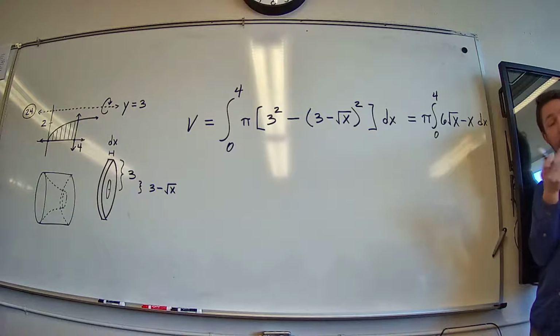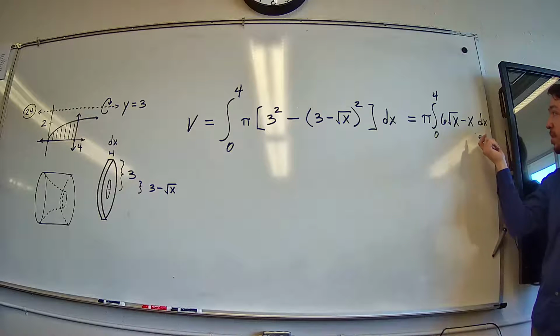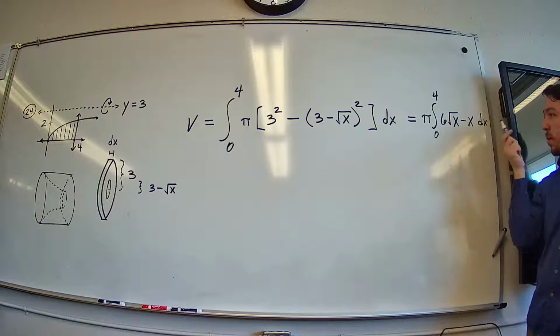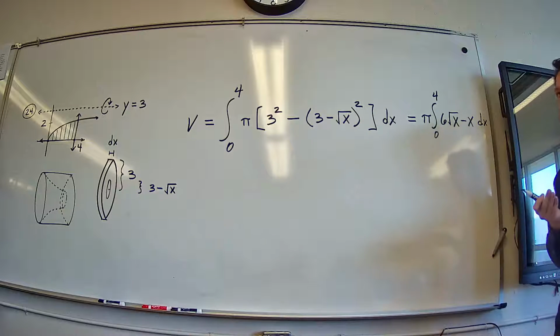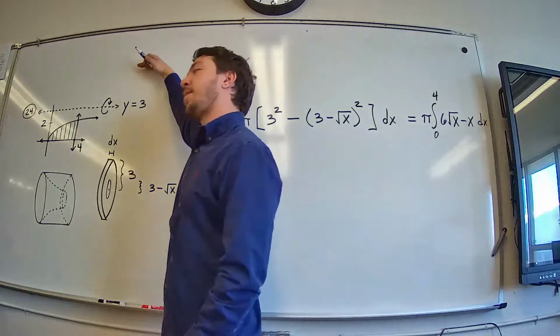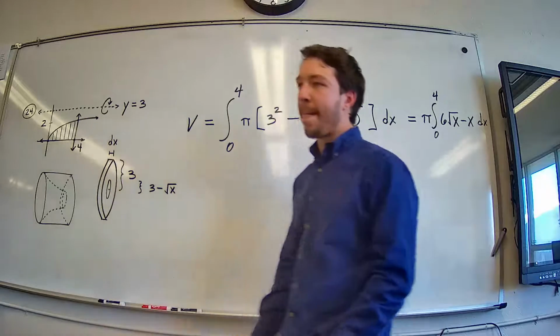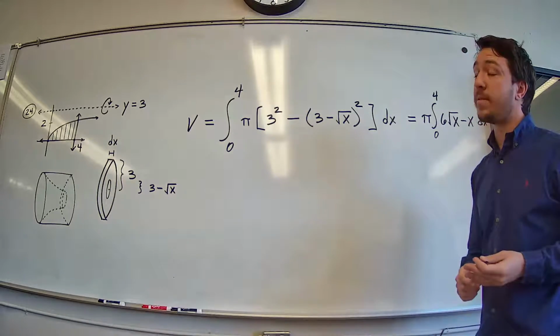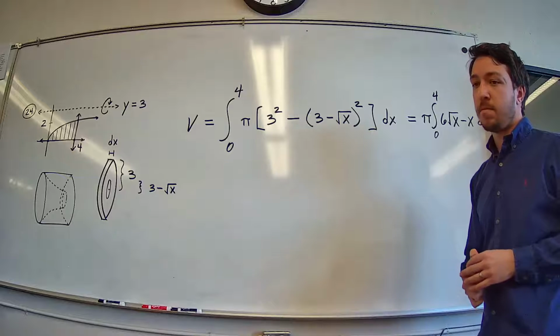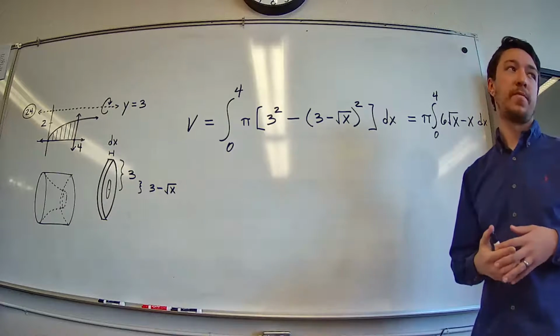It's either you do or you don't. Yeah. I agree. So is the 3 irrelevant? That's the question. Could I have made this y equals 5 and gotten the same answer for the volume? Yeah. No, it's still relevant. Yeah, it's relevant.